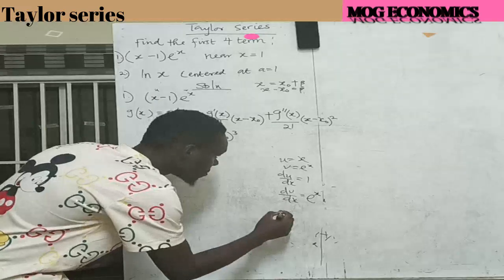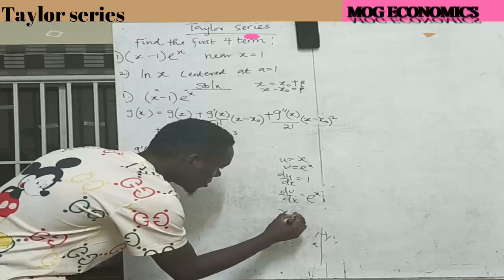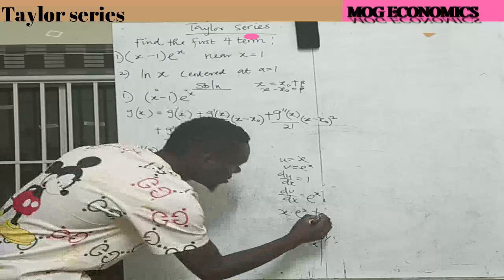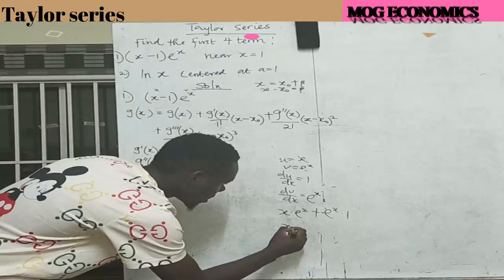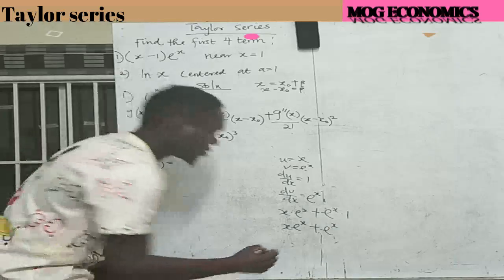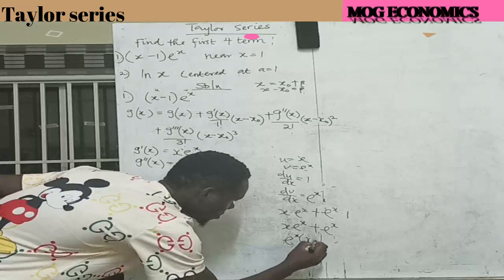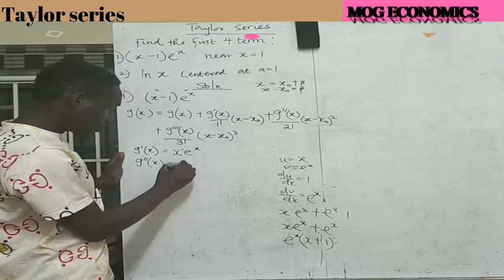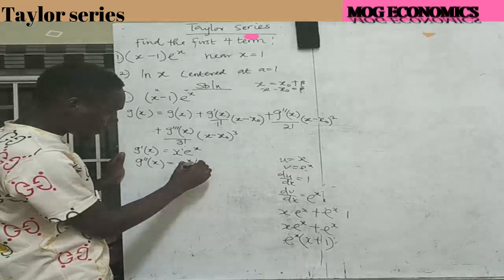And then applying the formula again, this multiplies this, plus this multiplies this. So we have x e raised to the power of x plus this. So this can be simplified, and then the result is x plus 1. So here our second order derivative is x e raised to the power of x, then into the bracket of x plus 1.